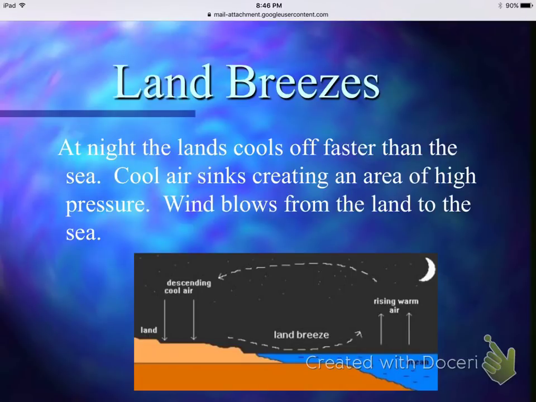So that rising warm air that we did have over the land during the sea breeze, now that rising warm air is over the ocean because the ocean is the warmer object. So that warm air rises and it descends down into cool air over top of the land, and that cold air from the land causes a nice little breeze out to the ocean.